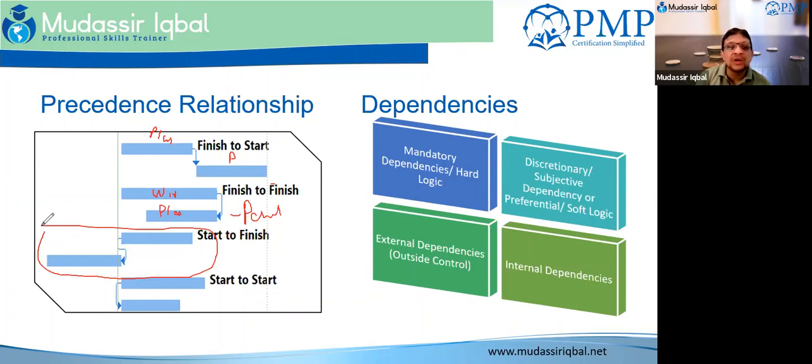I'm not going into the details of it right now, and I'm leaving it on you people to give me the example for this one specific one, which is called start to finish. Activity B must start so that activity A can finish.